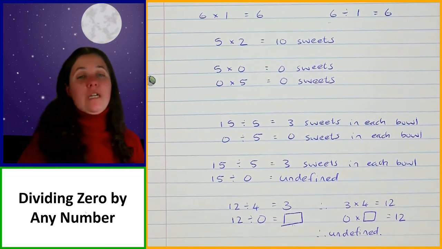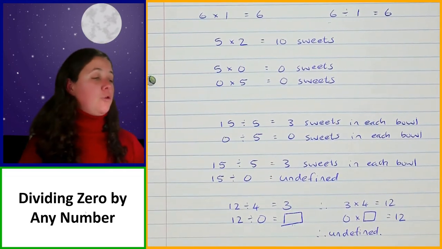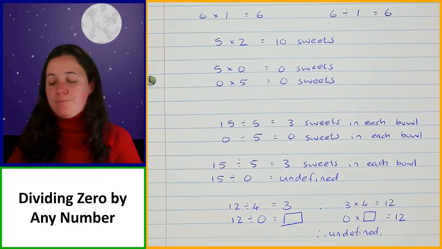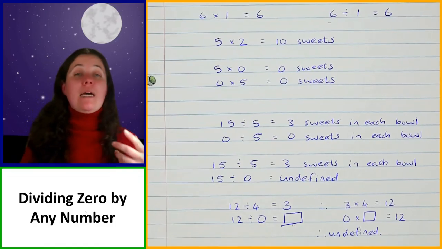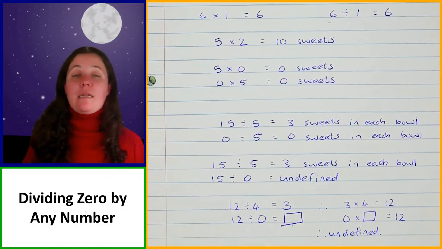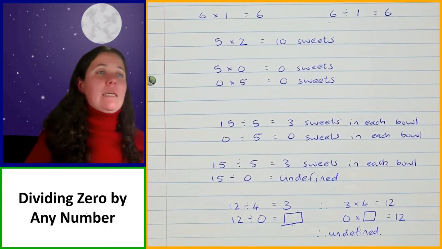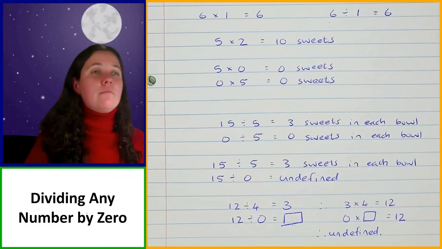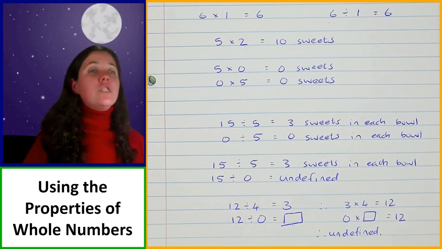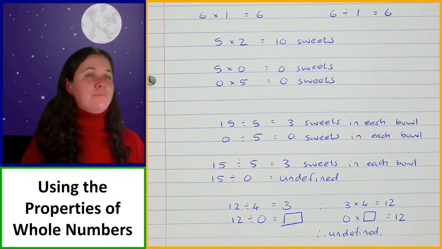We can't work it out. Okay. So you can't divide by 0. However, you can divide 0 by a number, and you can multiply by 0. Now we're going to look at some examples where we are going to actually use the properties of whole numbers.